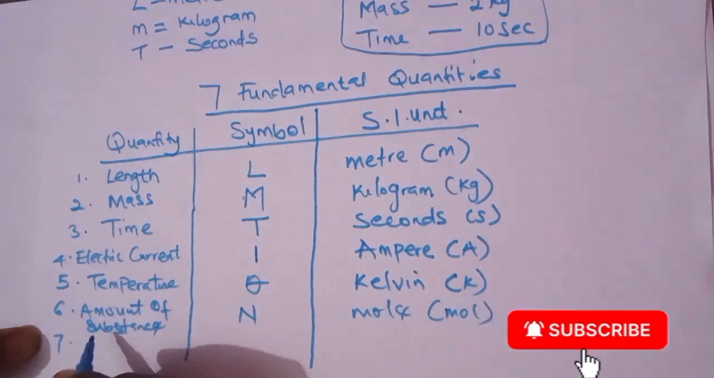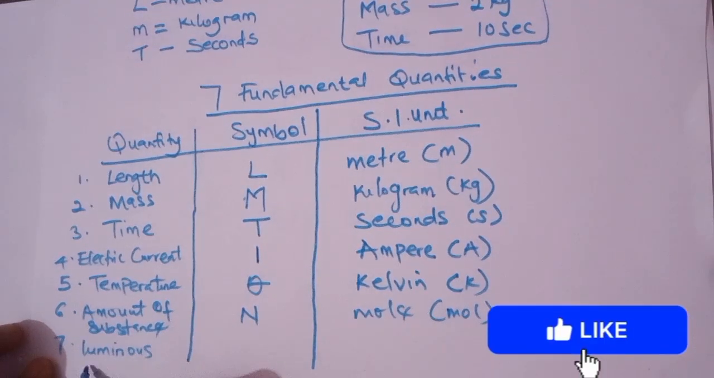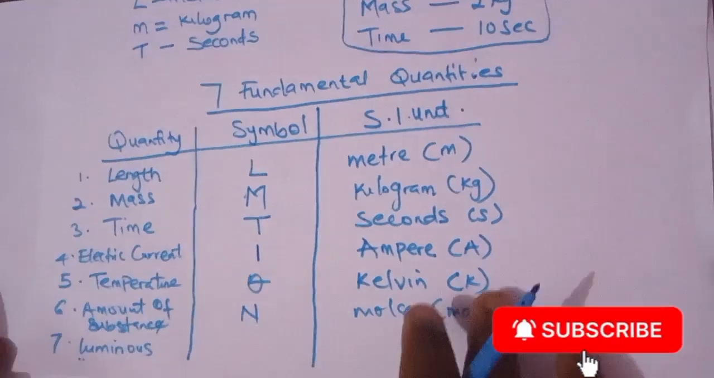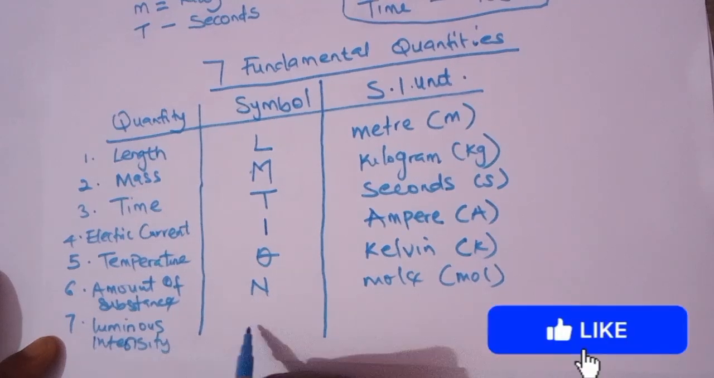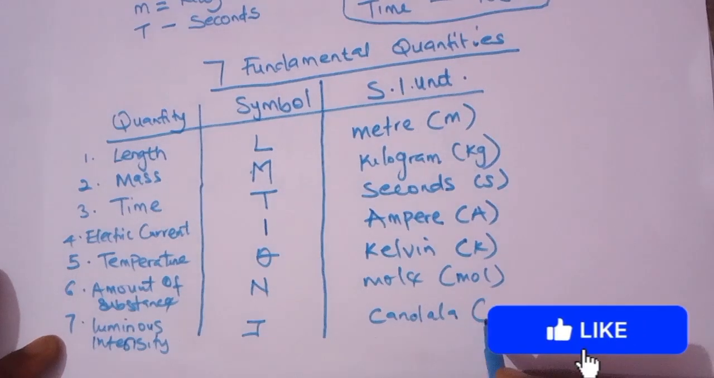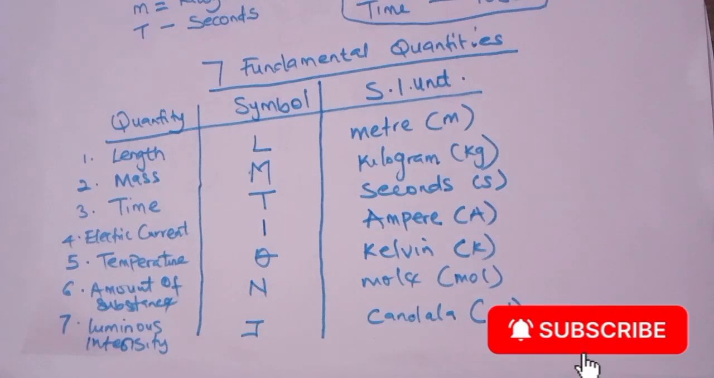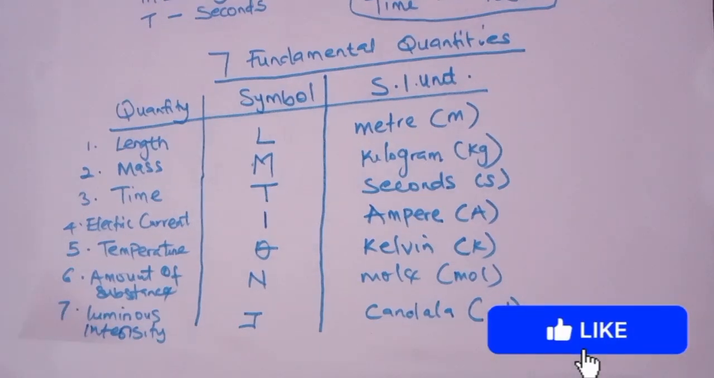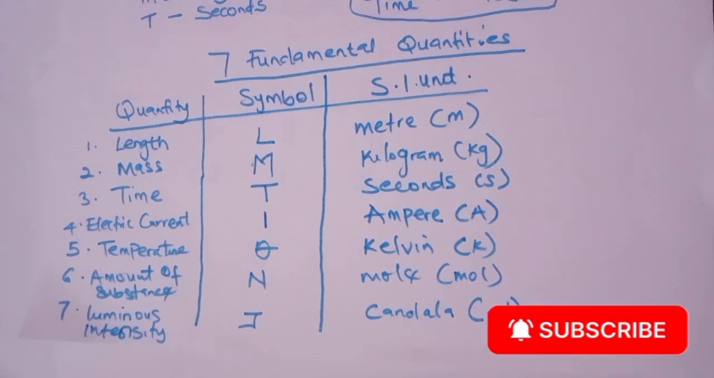Then the last one, we have luminous intensity. This is the symbol, and this is the SI unit. So these are the fundamental quantities. These are the building blocks of all other quantities. From here we have derived quantity, which I will discuss in my next video.